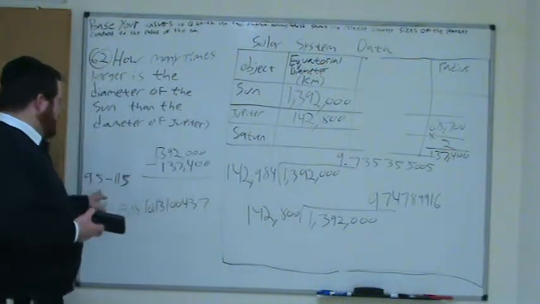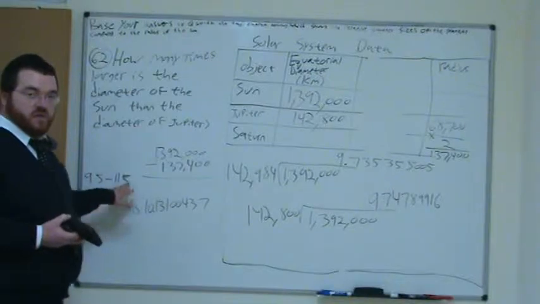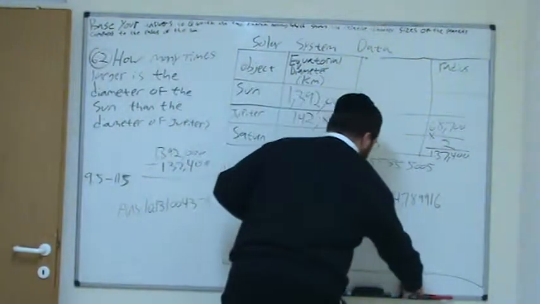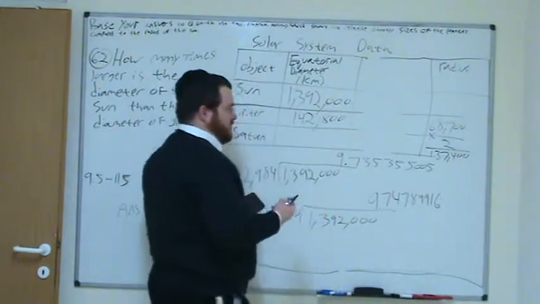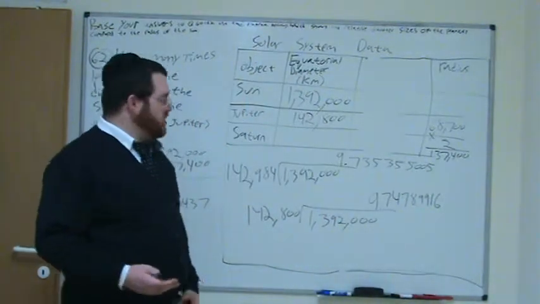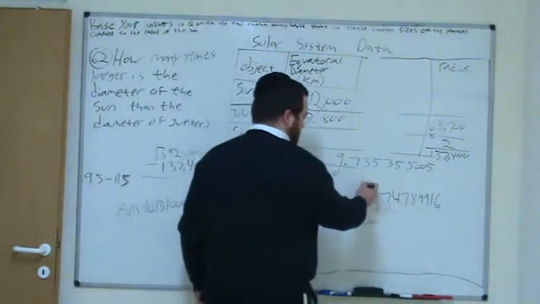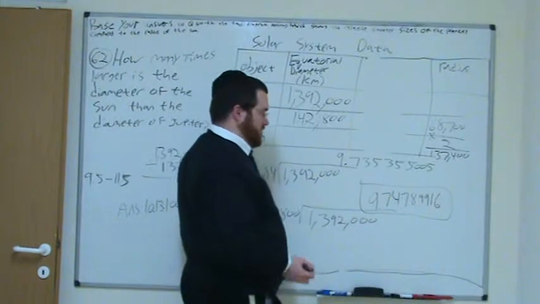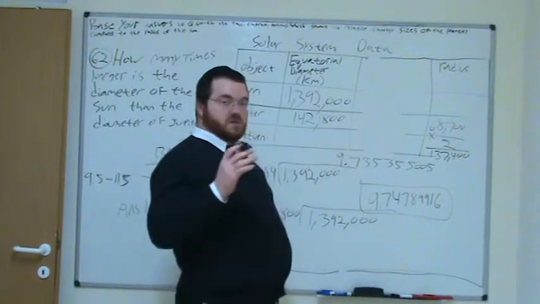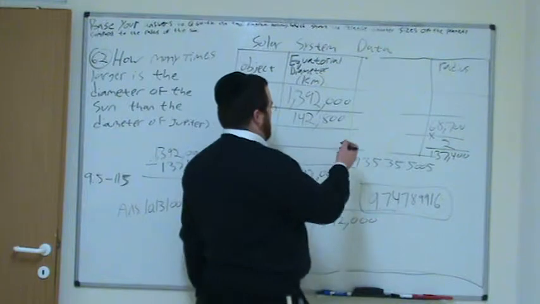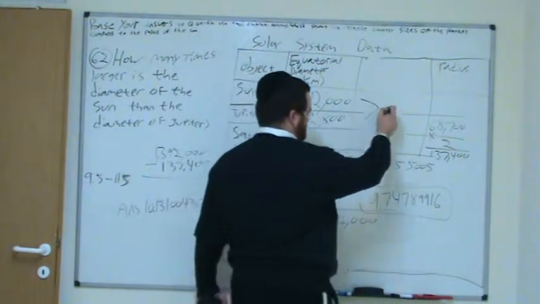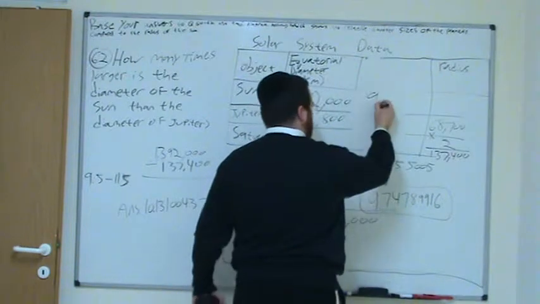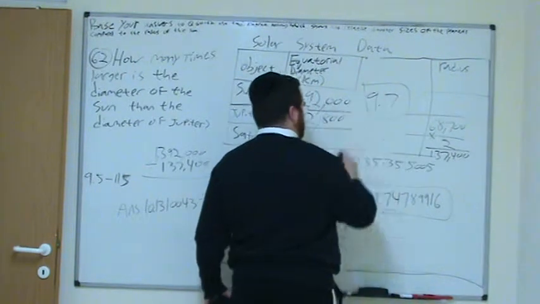So that's why they allow you to go up till 11.5. The answer that you should give, according to what you have on your data chart, should be this answer over here, which is 9.74789916. But they don't want that. All they want is the 9.7. What you should do is, the answer is 9.7. And you circle that answer.